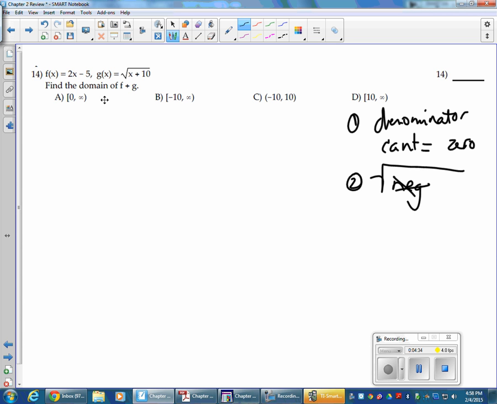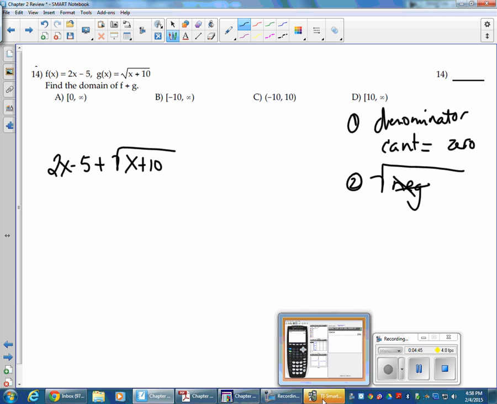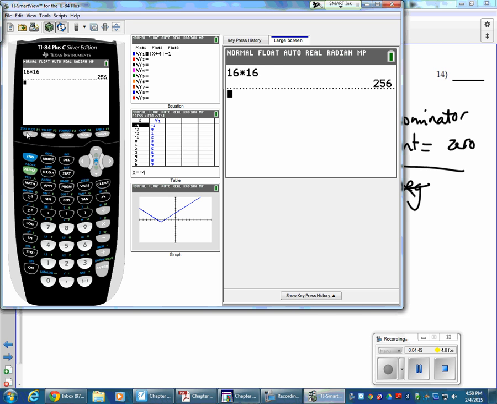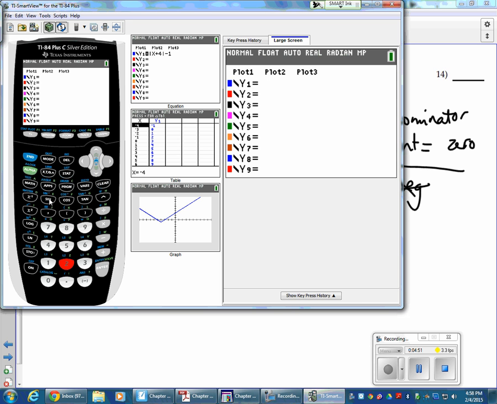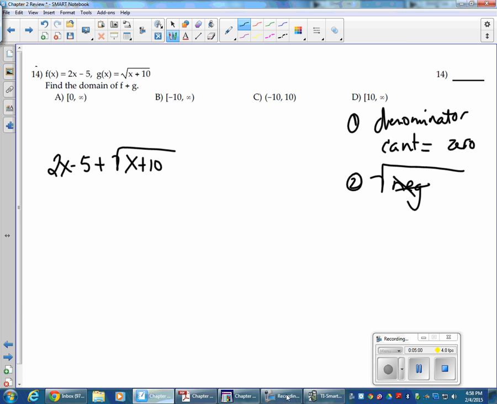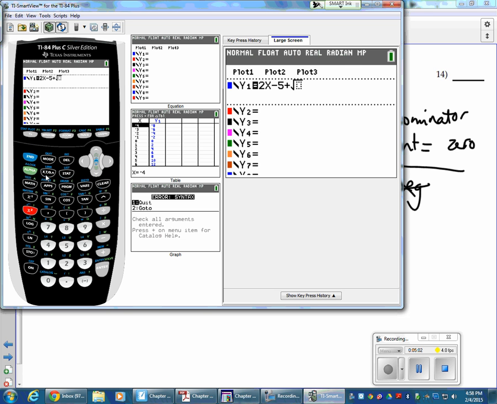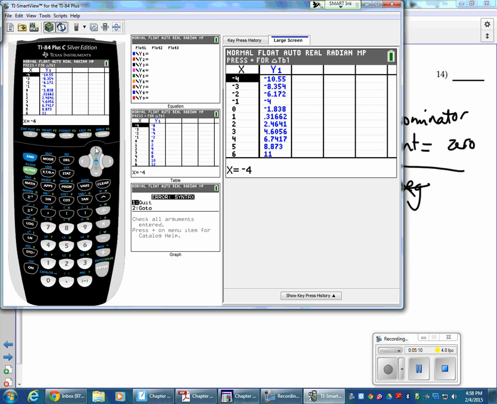So here, if I'm going to add f and g, I would add 2x minus 5 plus the square root of x plus 10. They want to know what is the domain. Let me show you how you can see it on your calculator. I'm going to go over to y equals, and in y equals, I'm going to just type that. 2x minus 5 plus the square root of, was it x minus 10 or x plus 10? x plus 10. When they say what's the domain, that means what can x be? So let me go to the table and see what x can be here. Looks like it's working everywhere here. Let's keep scrolling up a little bit here.